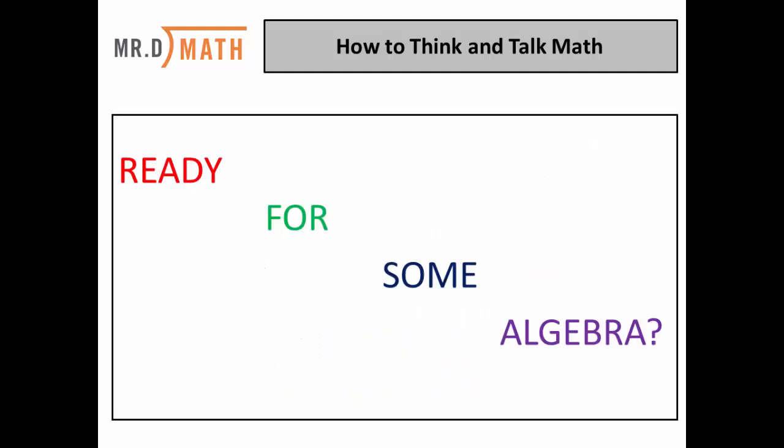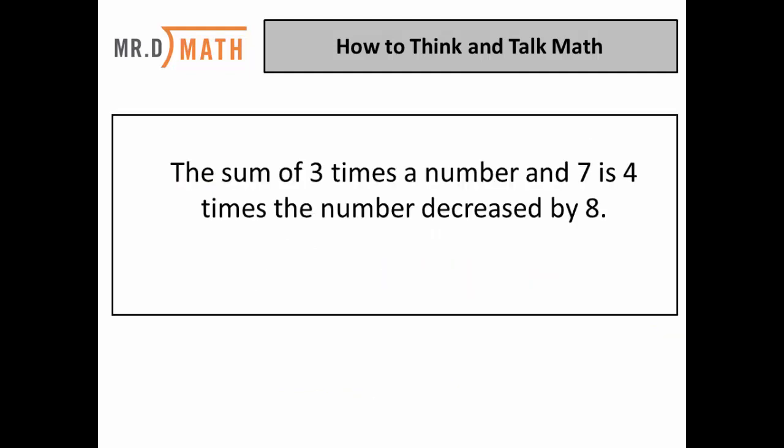Let's do some algebra. What? Algebra? Yeah, algebra. The sum of 3 times the number and 7 is 4 times the number decreased by 8. Now you may be saying to yourself, Mr. D, really? Okay, well you're a math guy, so you should be able to do that. And if you're not a math person and you may say, I'd like to become a math person, reading that may be confusing to you.